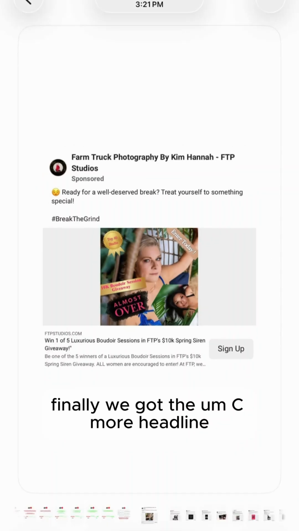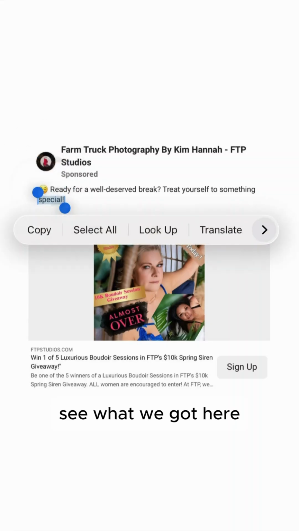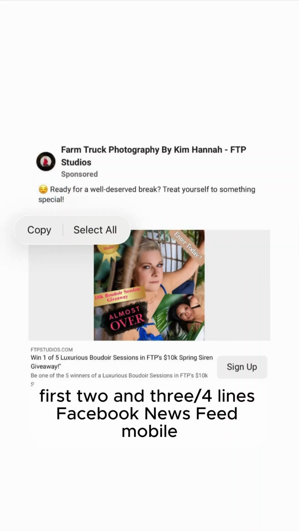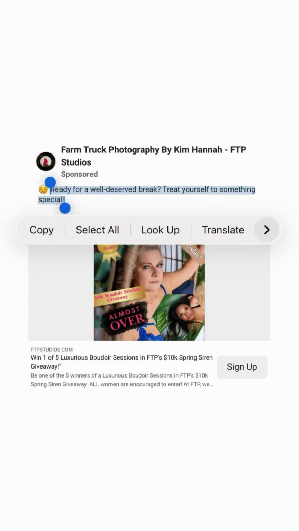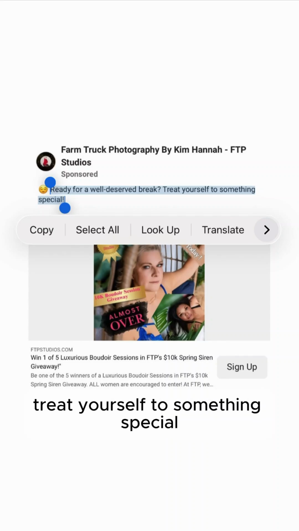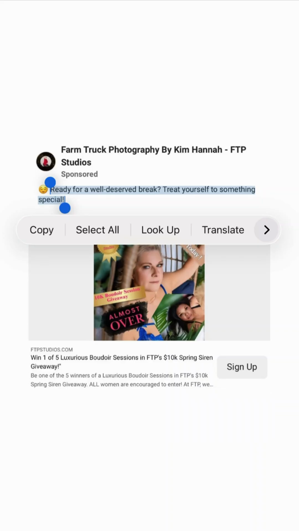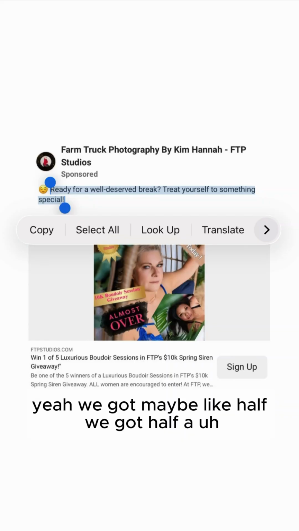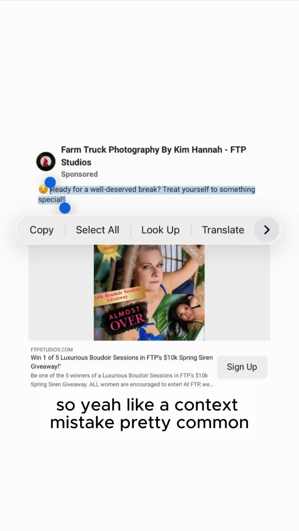Finally, we got the see more headline. Let's see what we got here. First two and three quarters lines, Facebook newsfeed mobile. Ready for a well-deserved break. Treat yourself to something special. All right, so yeah, we got maybe like half a context point here. So yeah, lack of context mistake, pretty common.